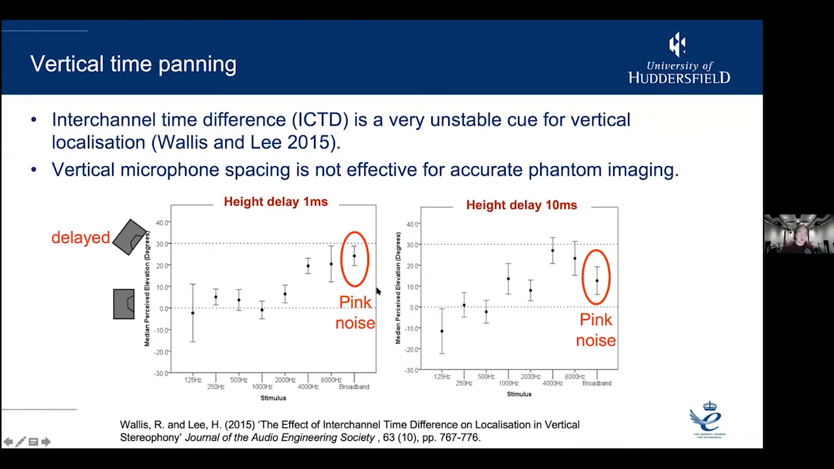Normally, we would expect the earlier sound to dominate the perceived sound position by the precedence effect. That's how it works horizontally. But vertically, when you apply 1 millisecond delay to the height speaker, the image actually goes up rather than going down. So this is opposite to what happens with horizontal stereo. And with 10 millisecond delay, we still cannot localize this image at the main speaker position. So time cue is an extremely unreliable cue in the vertical domain.